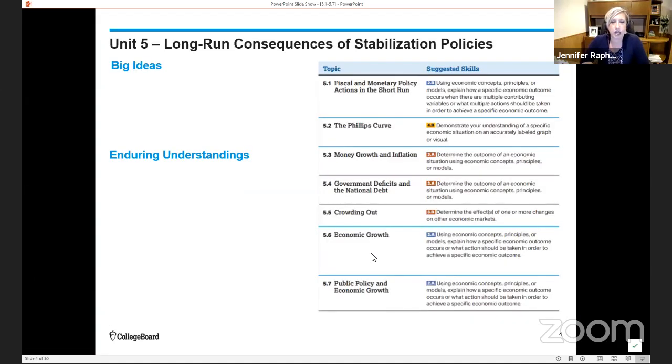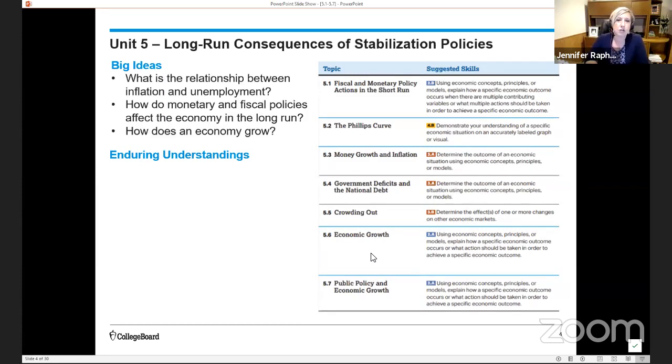Because we're looking at the whole unit, I thought I would take a, no pun intended, macro approach to thinking about the most important ideas in this concept. The course and exam description is really helpful for that, and it identifies the following big ideas. We're looking in this unit at the relationship between the inflation rate and the unemployment rate. We're also looking at the long run implications of fiscal and monetary policy. And finally, we're going to conclude with a discussion of how the economy grows. So those are the big ideas covered in this unit.